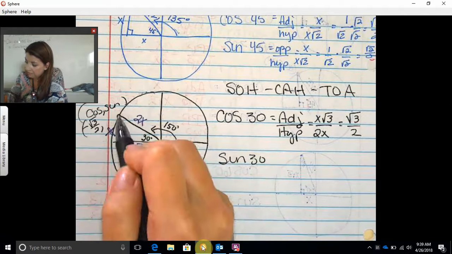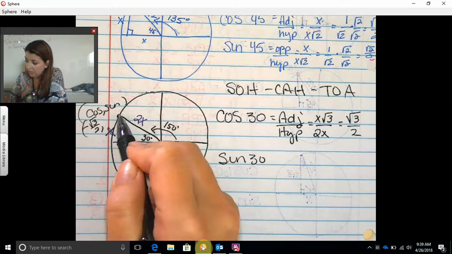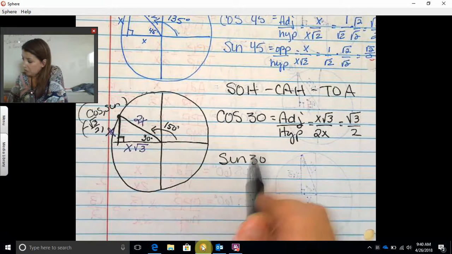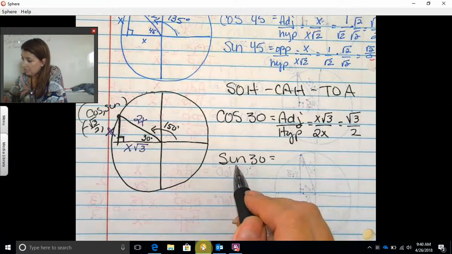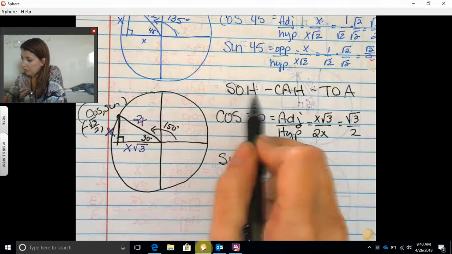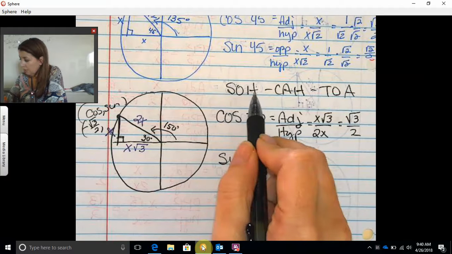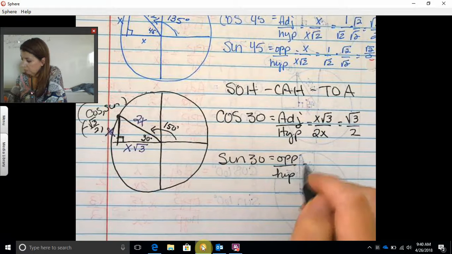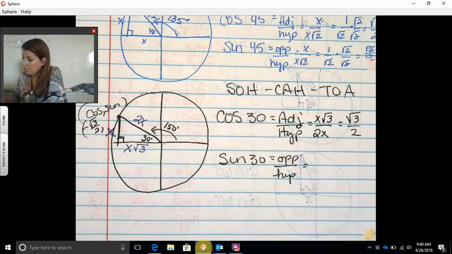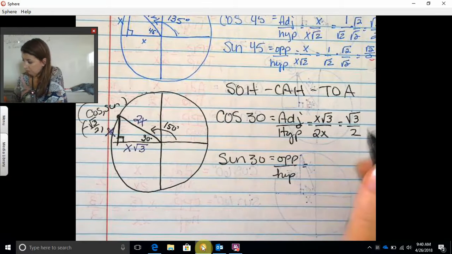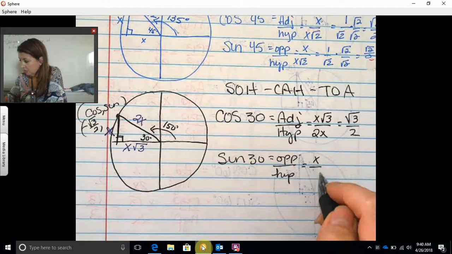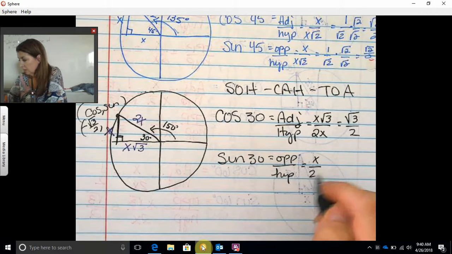So that's our x value of the angle. So let's find the sine of 30 degrees. Sine is the "so" part, so that's opposite over hypotenuse. What leg is opposite the 30-degree angle? X. Over the hypotenuse is 2x.